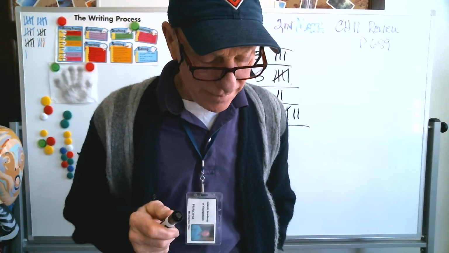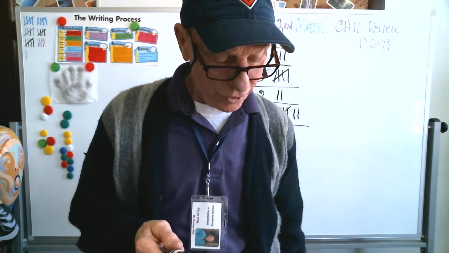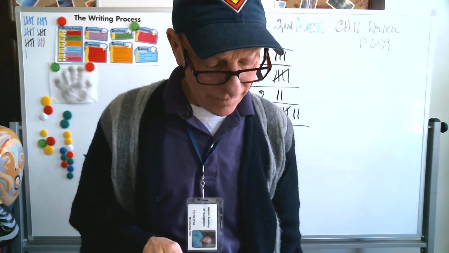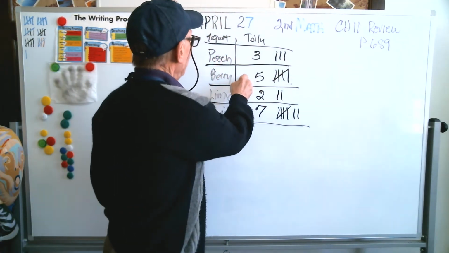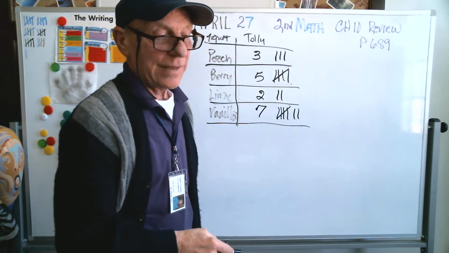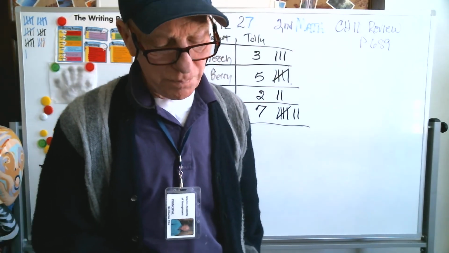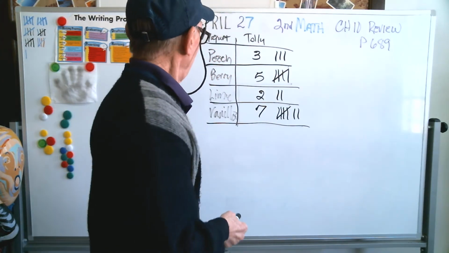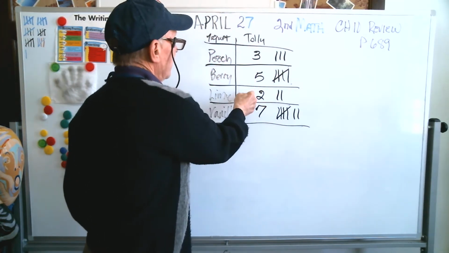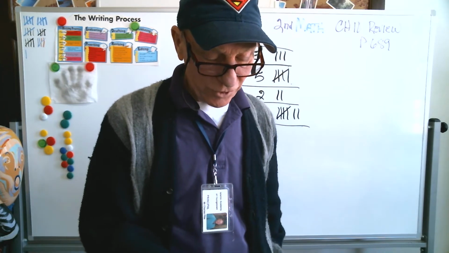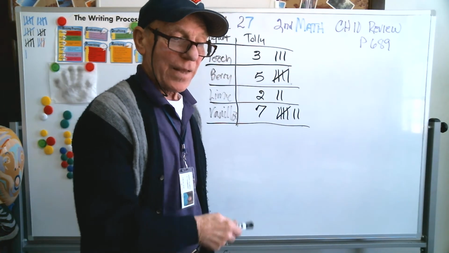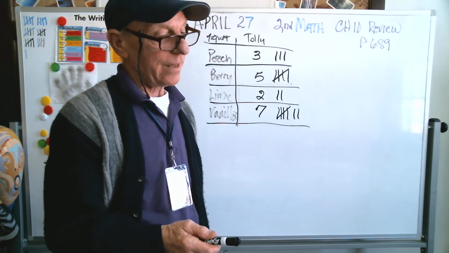Does the sentence describe the data in the tally chart above? Choose yes or no. 7 friends chose berry and peach together. So berry and peach together, that's 8, not 7. So that's a no. More friends choose peach than lime. More friends did choose peach, 3 to the 2 that chose lime. More friends choose vanilla than any other flavor? Yes, that's true. Vanilla, 7.